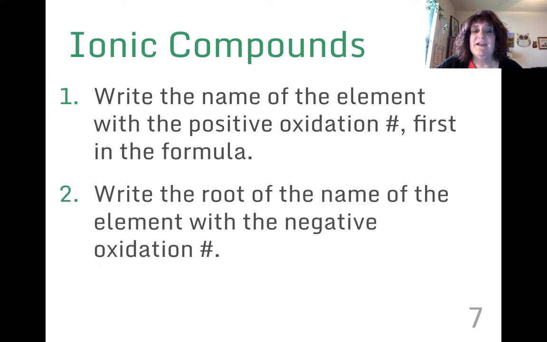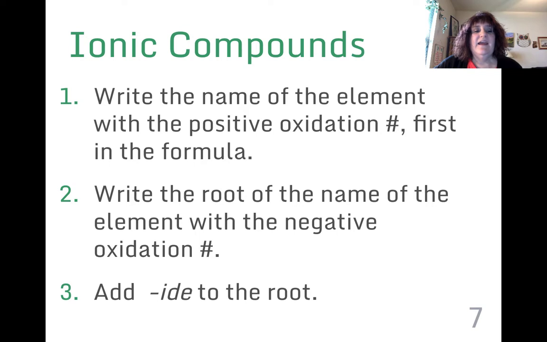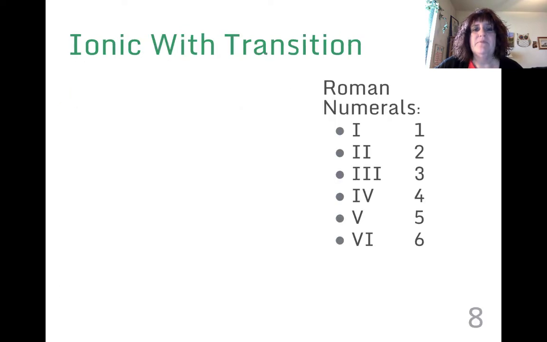The last name, you start with the root of the element's name. So if it was chlorine, it would be chlor, okay? And then you add a new suffix to the end, IDE. So everything is going to end in "ide." So now if we use chlorine in a formula, it's going to be chloride. And I'm sure you've heard that before.